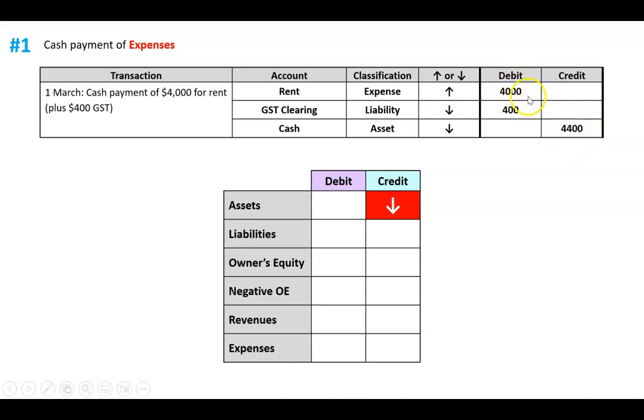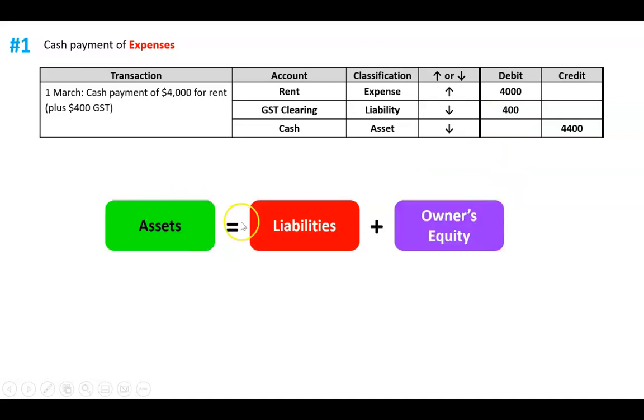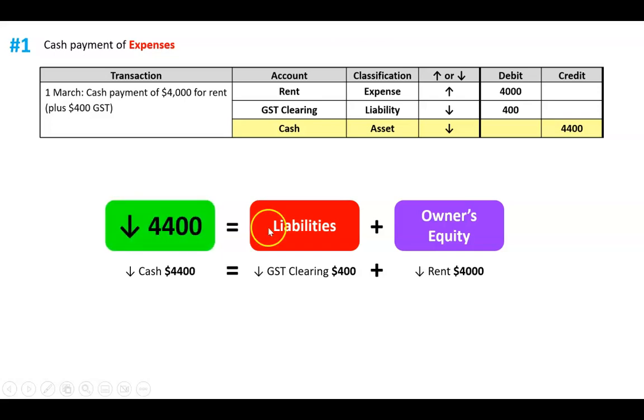we're actually paying for two things. We're paying for the rent and the GST. We should always check whether that balances in the accounting equation, so let's just take it one line at a time. The rent is an expense, so expenses make owner's equity go down, $4,000. The GST clearing is a liability going down, so that would go down here. And then cash is an asset going down, $4,400 there. And that actually balances. We've got assets going down, $4,400, equals liabilities going down, $400, and owner's equity going down, $4,000. So $4,000 plus $400 equals $4,400.